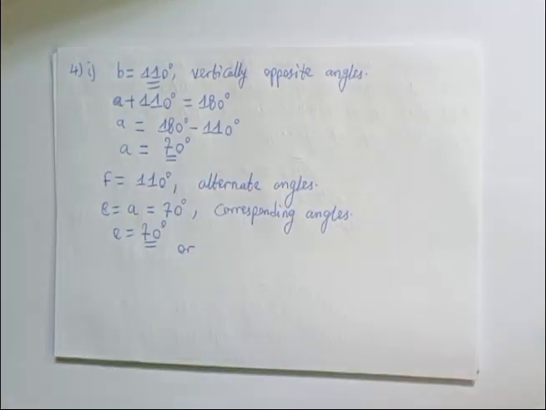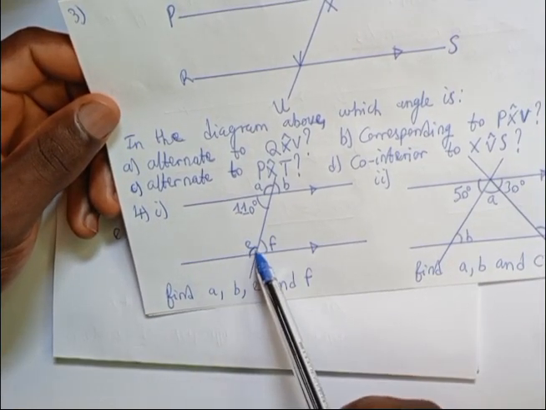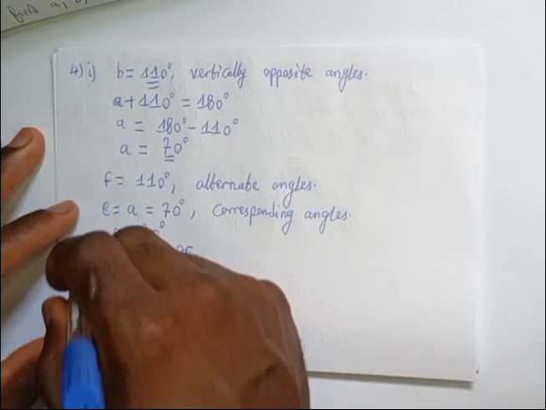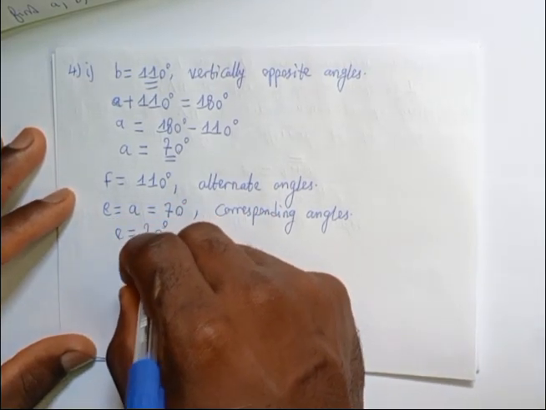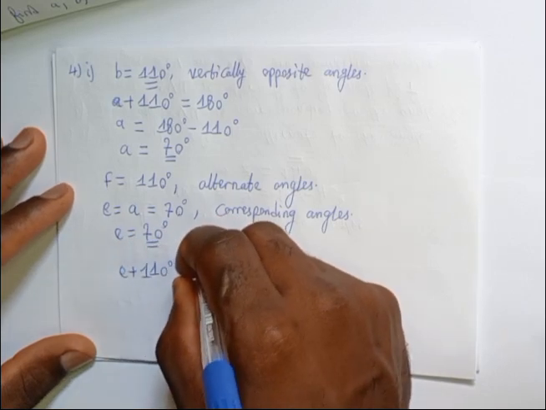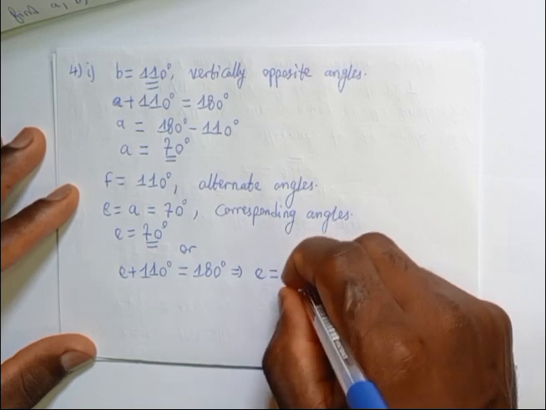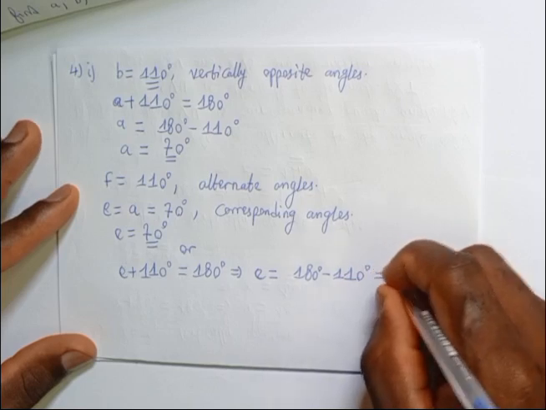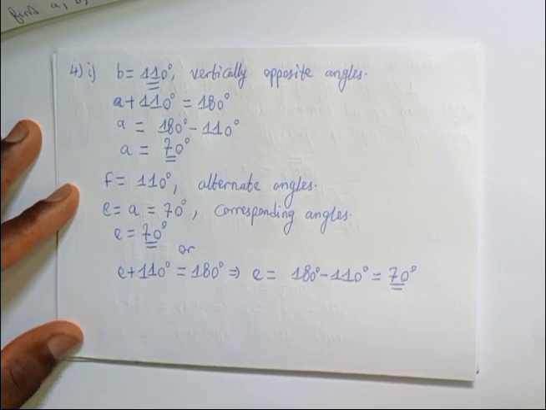Or another way of finding the angle E, we can still make use of the fact that 110 degrees and the angle E, they are co-interior angles. That means they sum up to 180 degrees. We take E plus 110 degrees, it should be equal to 180 degrees. Then the angle E will be equal to 180 degrees minus 110 degrees, and this will give us 70 degrees, which is the same result. We are done with question I.